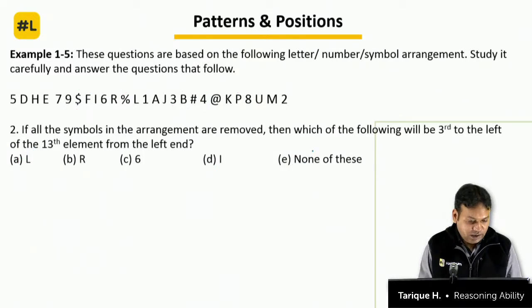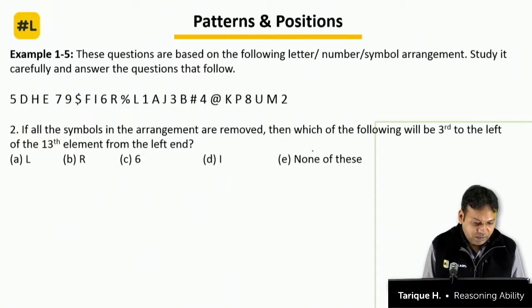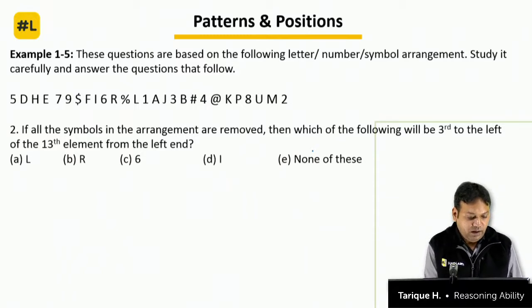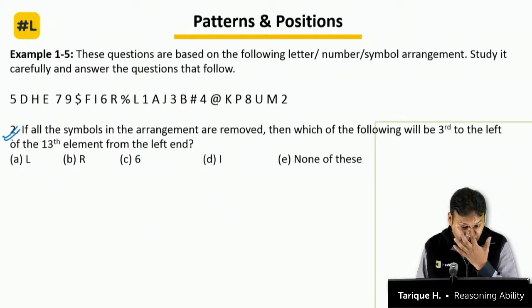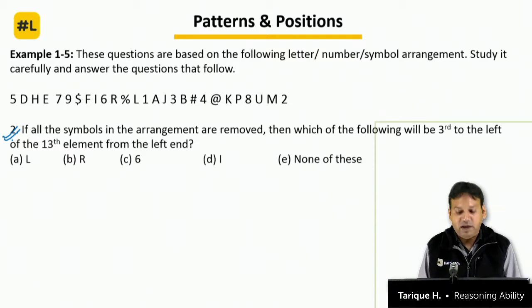Next, move to the next question here. Alright, the same sequence I have taken, and there is the second question here. If all the symbols in the arrangement are removed, then which of the following will be third to the left of the 13th from the left?